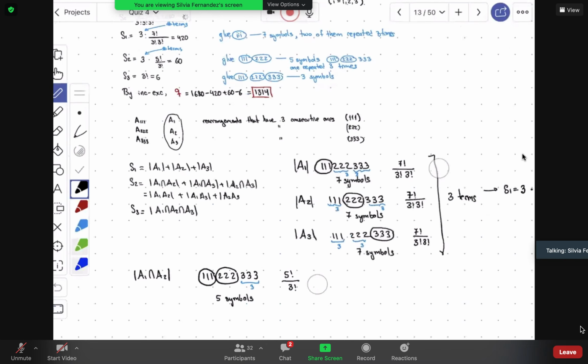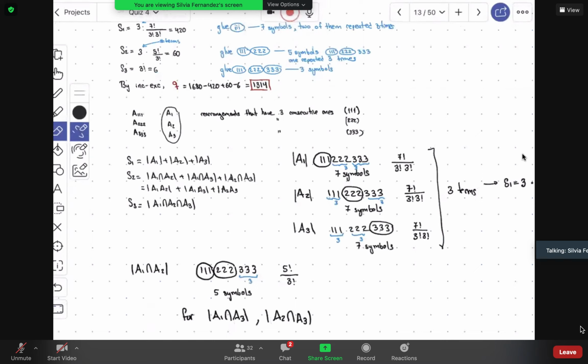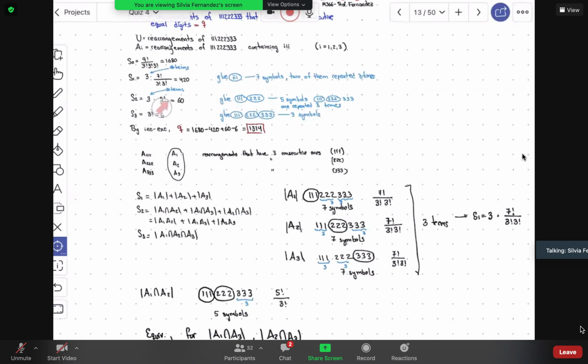So here it will be the same for A1, A3, and A2, A3. Same kind of counting. It's not exactly the same, but the same counting, or maybe I should say equivalent counting, right? For the other 2 pairs. That's why, and because I have 3 pairs, I'm multiplying 3 times that.